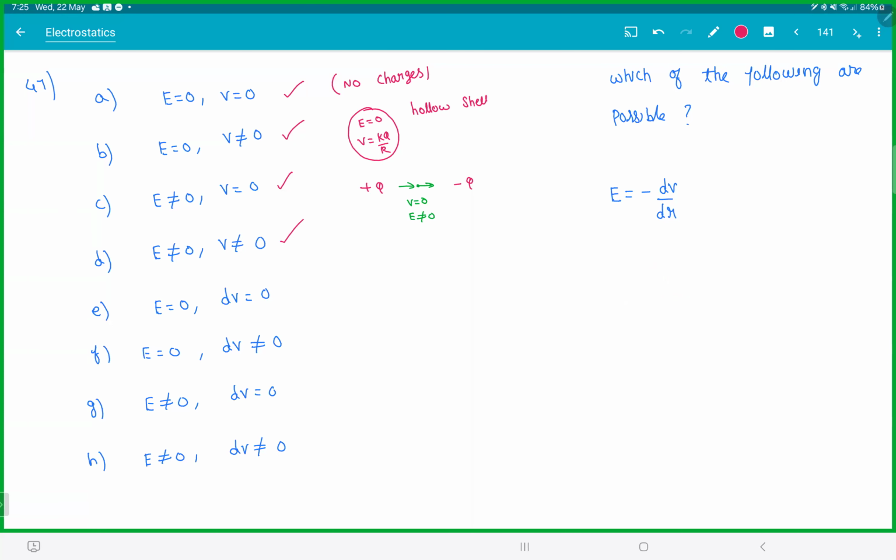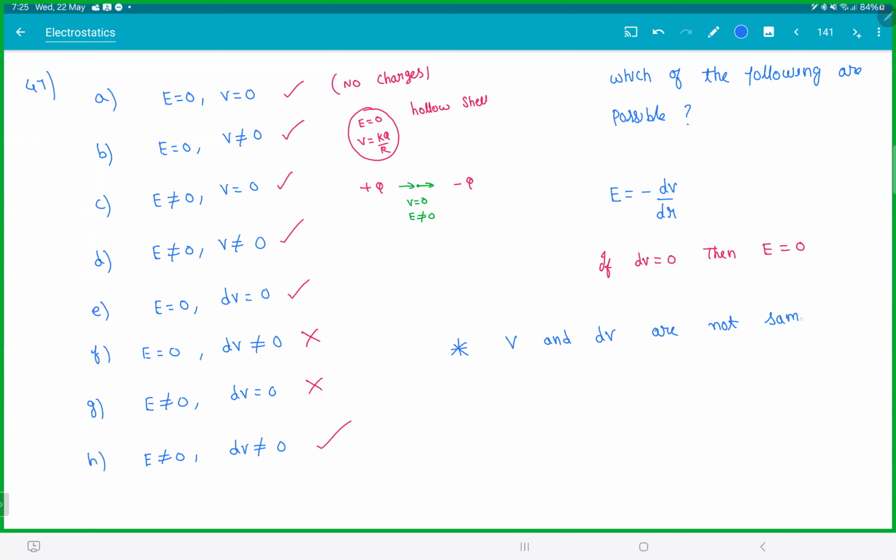And now here it comes: if dV is 0, E has to be 0. This is definitely wrong. If E is 0, dV has to be 0. So this is what we say. If dV is 0, then there is nothing there, E has to be 0. So this guy is gone. This is right. So the most important thing here is V and dV are completely different.